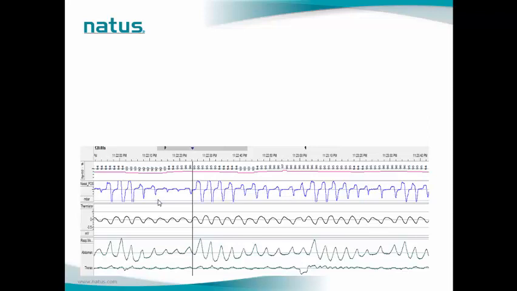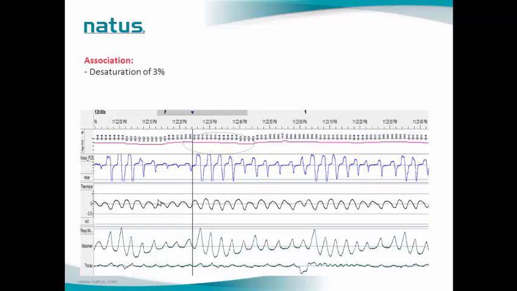Here we have the 2-minute time-base window for respiratory events, and here is the reduction of more than 30%, the duration is more than 10 seconds, and it is associated with only 3% desaturation, so this event should not be scored as a hypopnea in accordance with the second definition, or the accepted 1B definition, for scoring hypopneas.